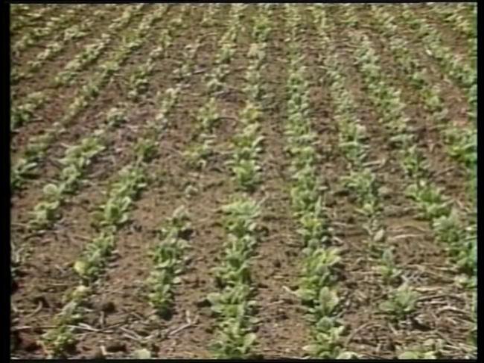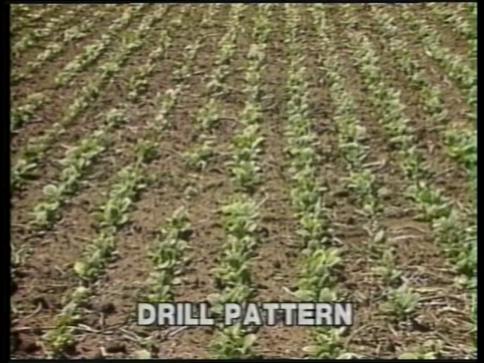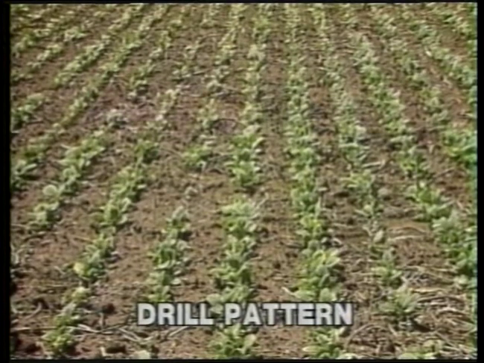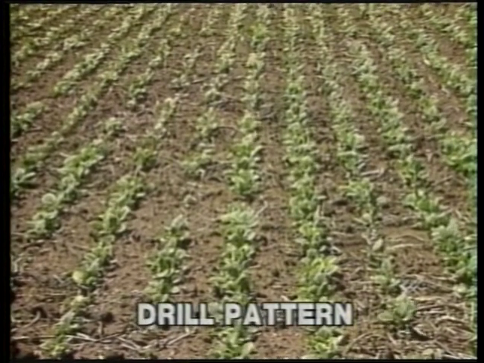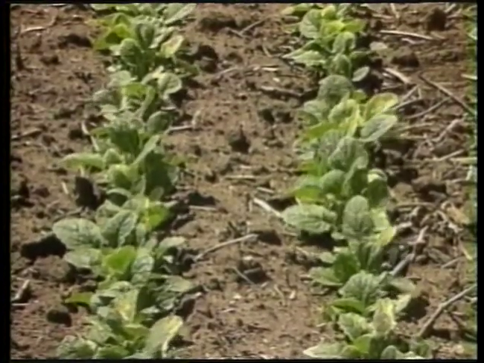The most widely used planting pattern of row crop planters is the drill pattern. In the drill pattern, seeds are individually placed in the row at a uniform distance. That distance depends on the population per area desired.